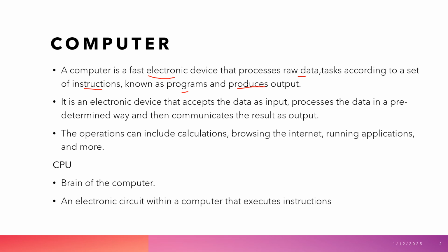So it is basically an electronic device which accepts data as input, processes that data, and communicates the result as output. And the operations or the processes which we're talking about can include calculations, browsing, running applications, and so on. In a nutshell, the CPU is the brain of the computer, which is basically an electronic circuit within a computer which executes all these instructions.